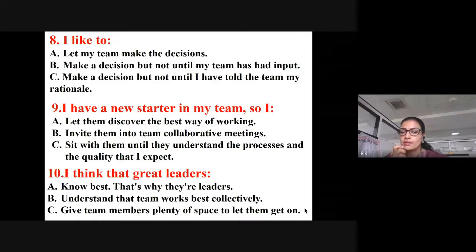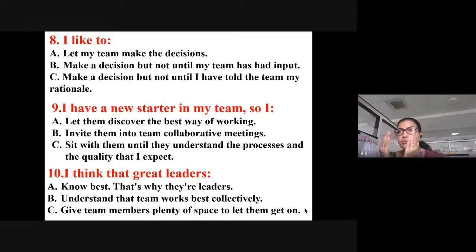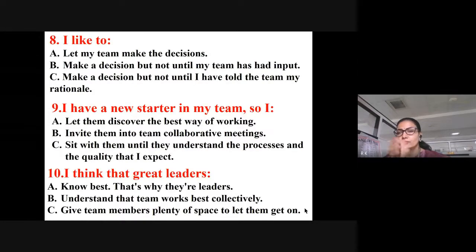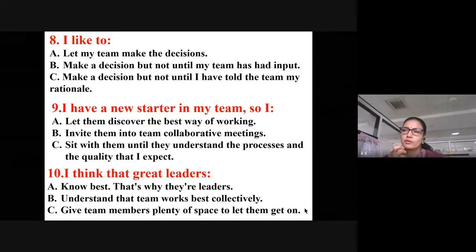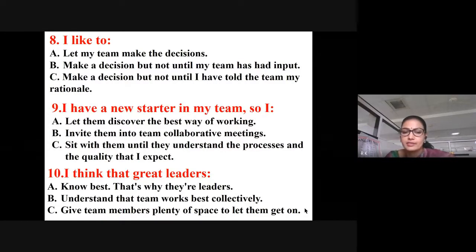So moving on to statement number 9. I have a new starter in my team. So starter means who's very enthusiastic, who must be having that kind of excitement. So I let them discover the best way of working. Come on, you just start with whatever ideas, concepts that you've come up with. Or what would I do? I just invite the entire team for collaborative meetings. Otherwise, I would sit with them until they understand the processes and the quality that I expect. So these are the three major choices that I would make. Out of these three, which is the one I would make?